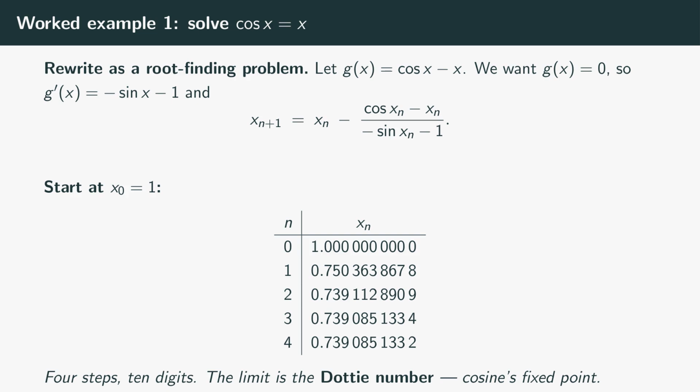That converged value, about 0.73908513332, has a name. It's called the Dottie number, named, apparently, for a French math professor's friend who noticed her calculator always converged to that number when she repeatedly pressed cosine. It's the unique real fixed point of cosine, and we just computed it.